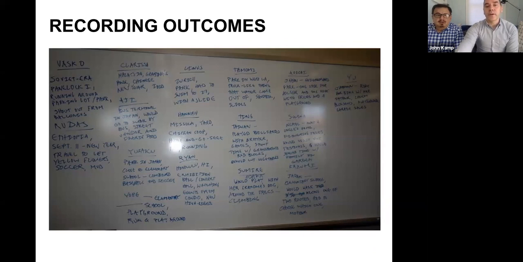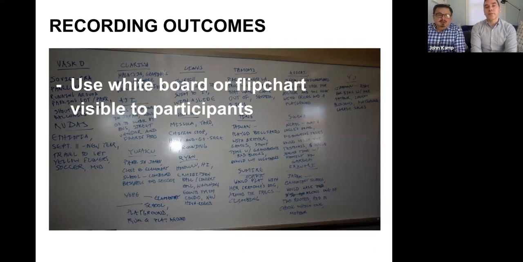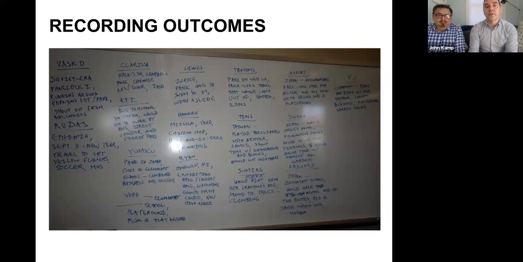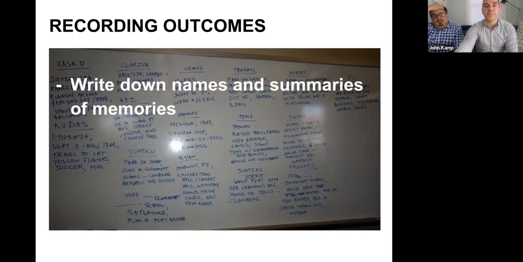And then how do you record outcomes? In person, we tend to use a whiteboard or a flip chart that's visible to everyone. You can see right here, we've got all the ideas summarized underneath the names of the participants. It's great to have this so that everyone can see the board being filled as people talk, and then you can refer back to this when you pull out the recurring themes.